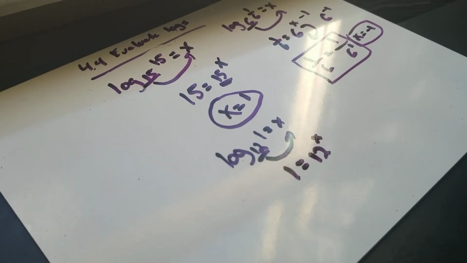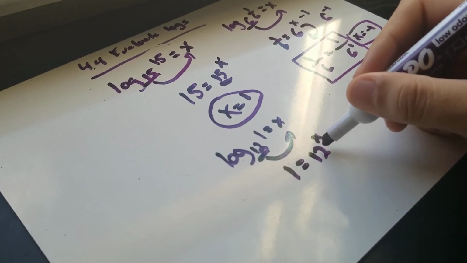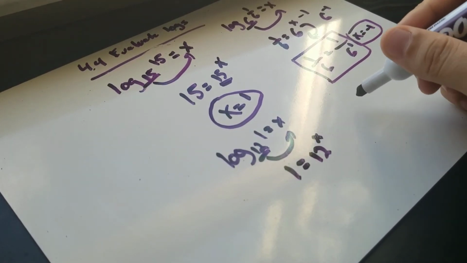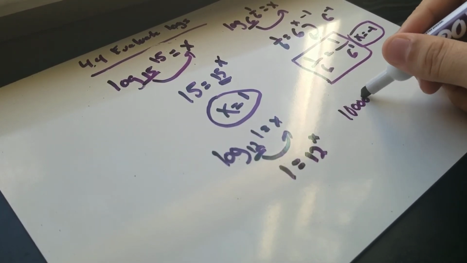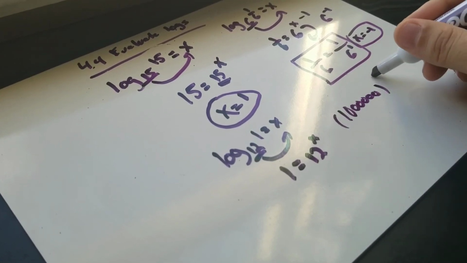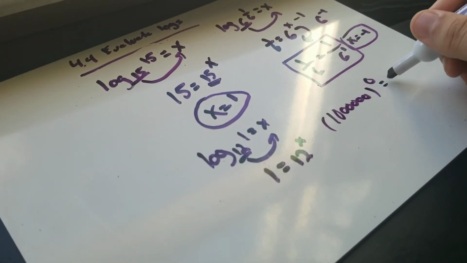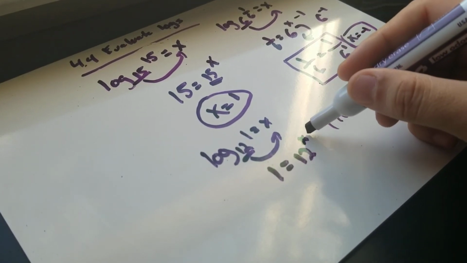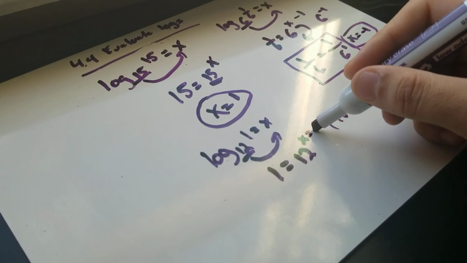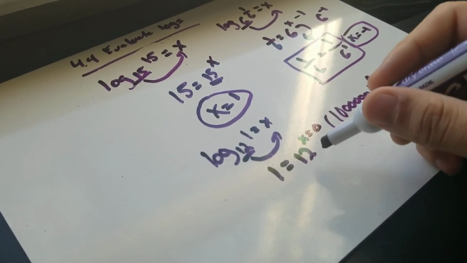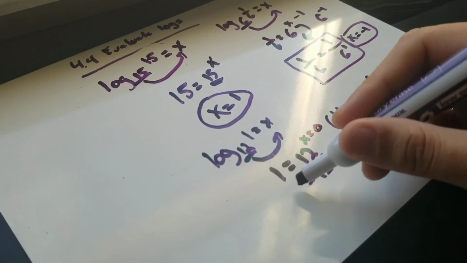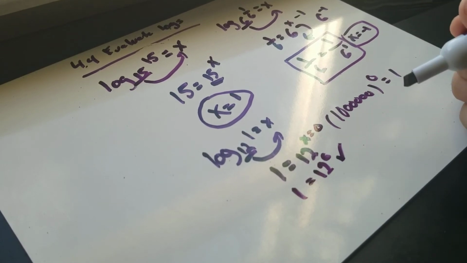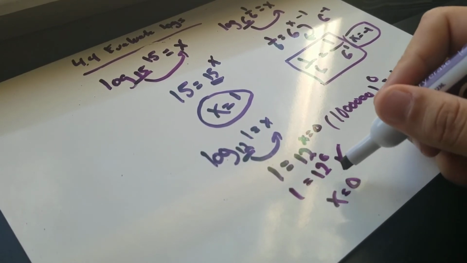Well, now I have to remember another exponent rule. Anything to the 0 power, so even a million to the 0 power, becomes 1. So x has to be, in this case, 0, because 12 to the 0 power does become 1. So that works out. So x equals 0 in this case.